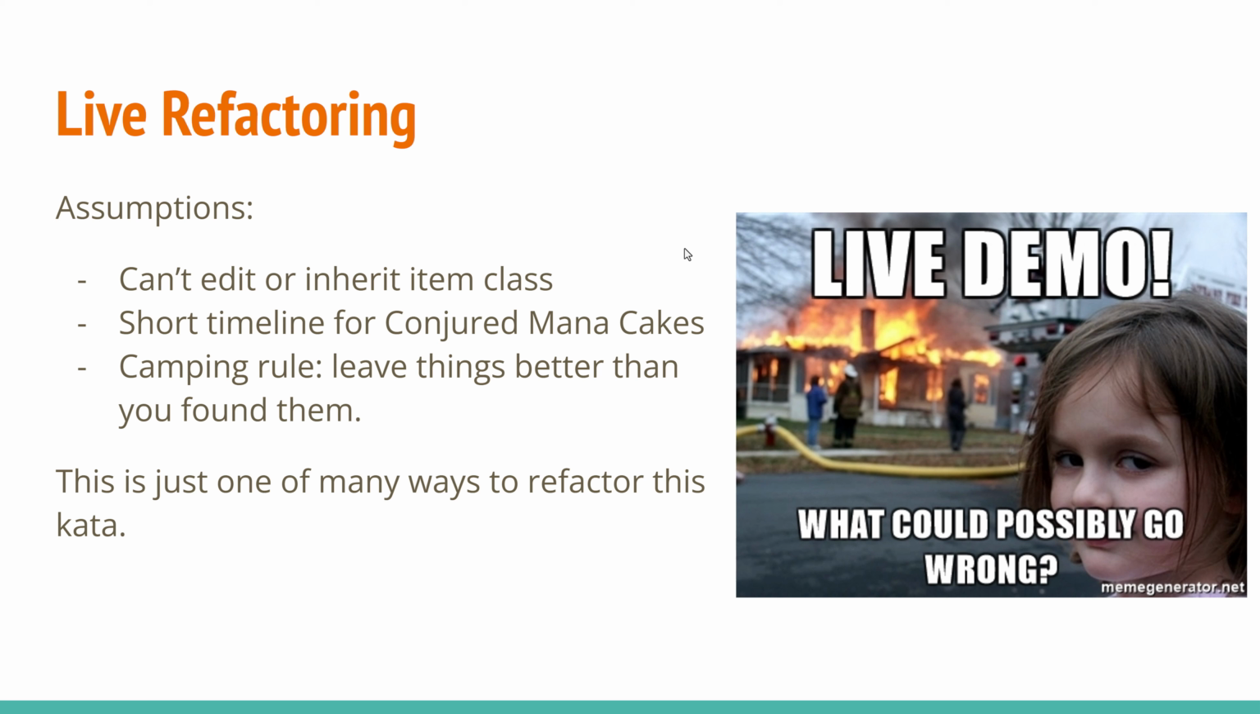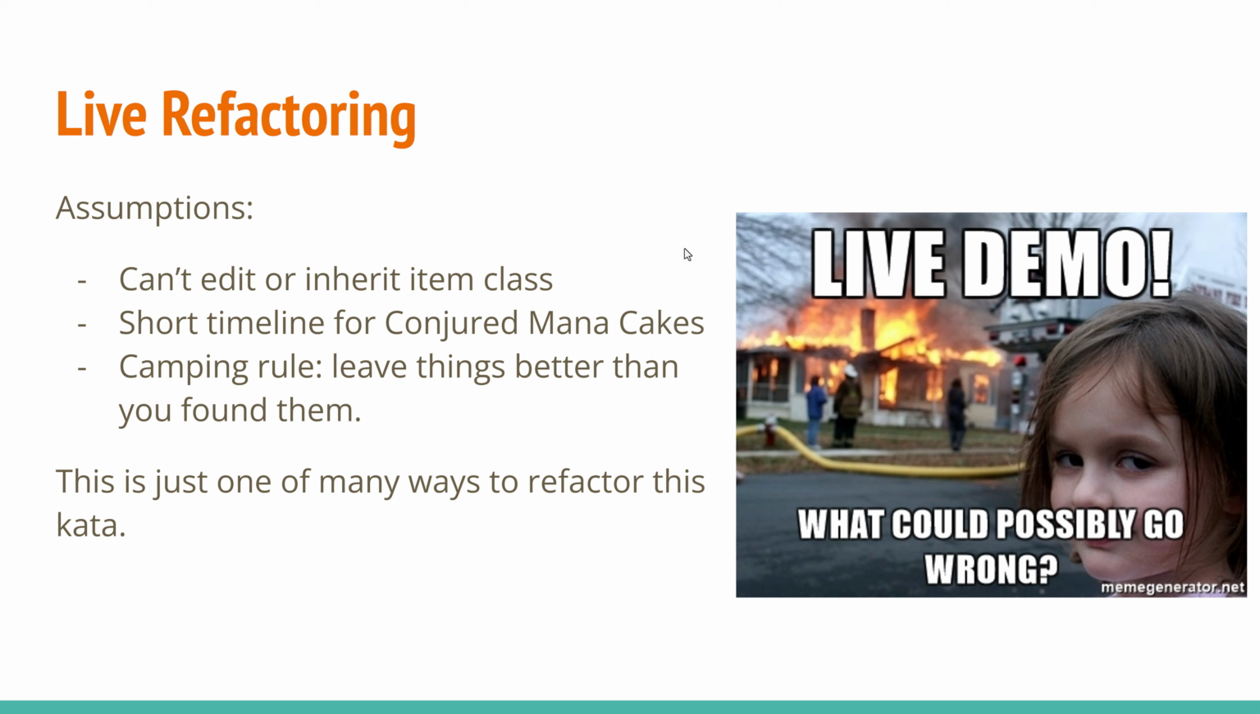You can go online to find people that refactor the heck out of the method. I'm not going to do that as much. I'm going to treat this like a real life example where a client said, I need to get conjured mana cakes. I need to actually be selling these new conjured mana cakes by the end of the week. I need that feature in the Gilded Rose. So I'm going to basically add that and leave as much of the existing code as I can.